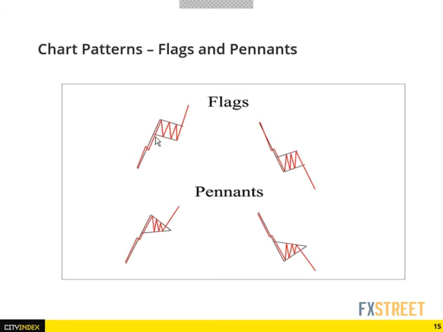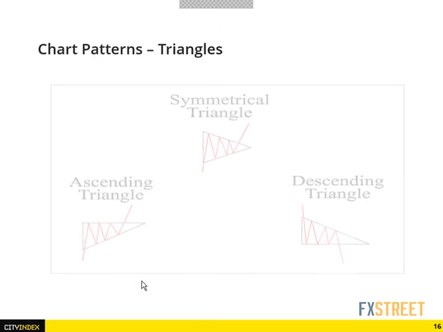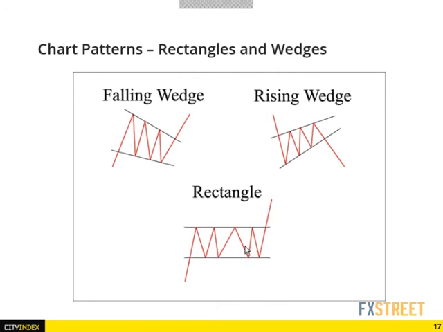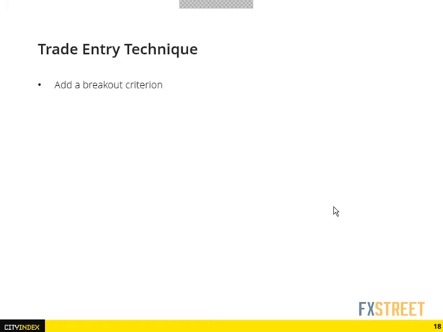Flags, whatever you call them, basically they're trend and then the pullback. Pennants, same thing. Triangles, same exact thing. Wedges, same thing. Rectangles, same thing. They're all essentially the same thing. They're pullbacks or consolidations within a trend, and therefore we're looking to go in the direction of the trend on a potential breakout.